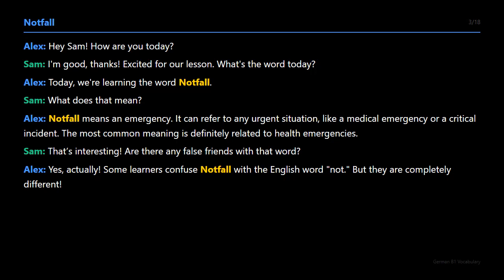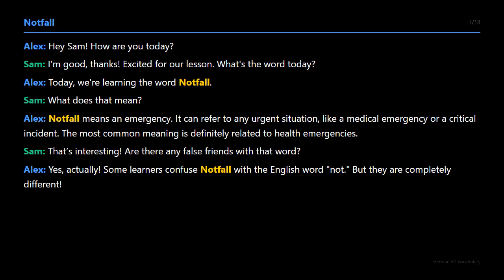That's interesting. Are there any false friends with that word? Yes, actually. Some learners confuse Notfall with the English word not. But they are completely different.